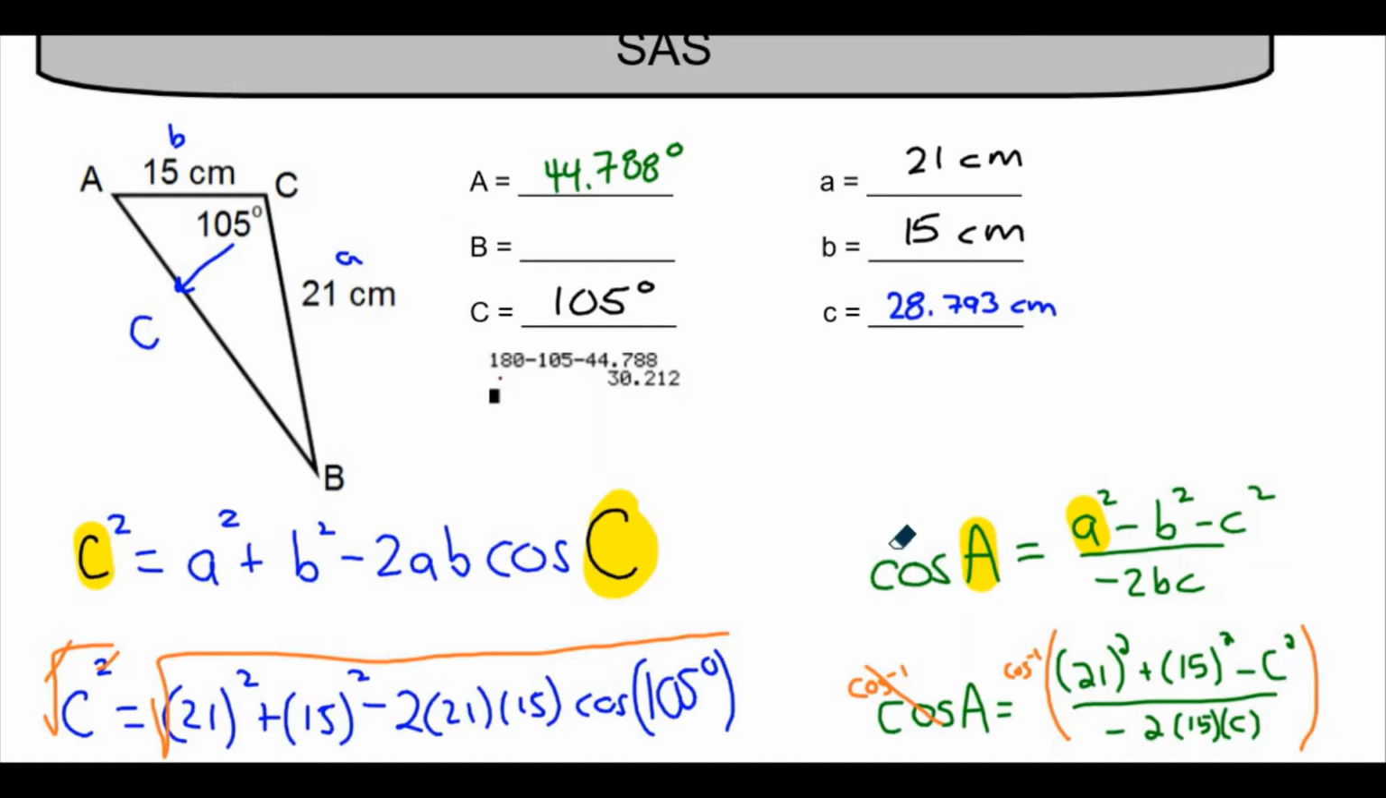Well, you could go through the whole thing again, do cosine of B equals blah, blah, blah, blah. Or you could simply use the angle sum theorem. 180 degrees minus the given 105 minus the found 44.788 is this value. So you could easily, if you want, I have no problem. Once you have shown me that you know how to use the law of cosines, I don't need you to show it to me twice. So please feel free to use geometry.